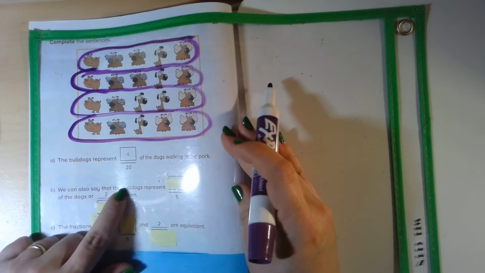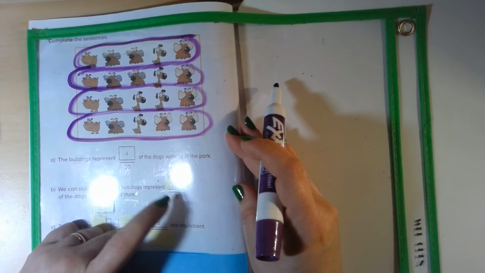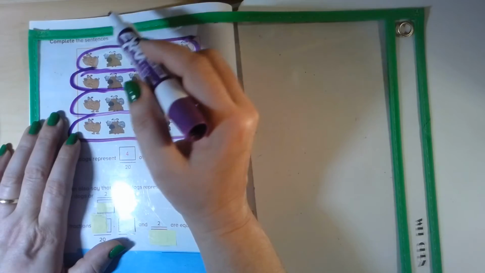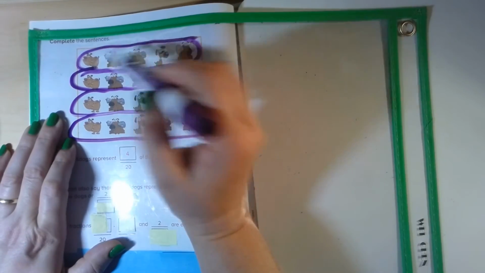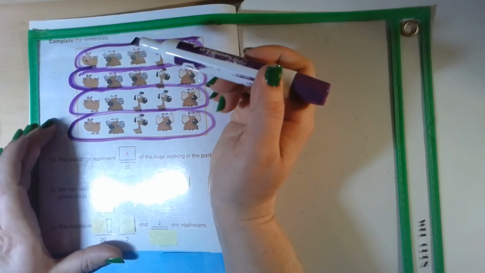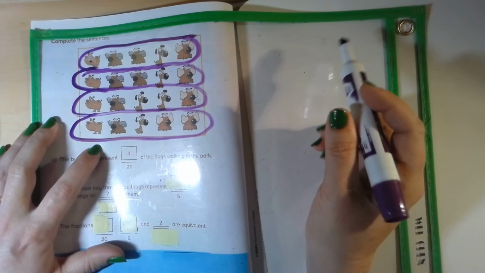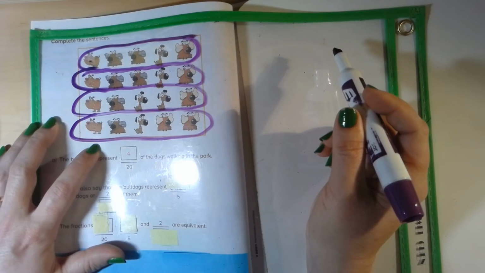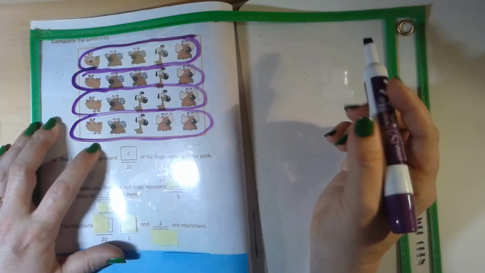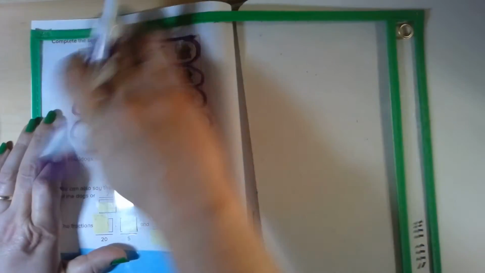We can also say that the bulldogs represent blank out of 5. So if they're in groups of 5, how many bulldogs represent blank out of 5? You know what? I put it into 5. So it should be, nope, I did it wrong. Look at that.